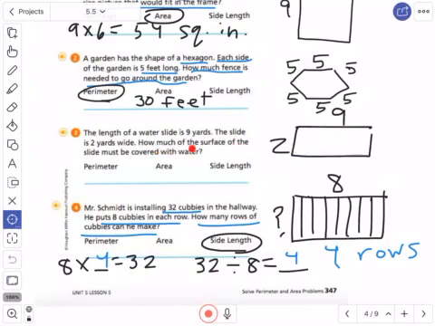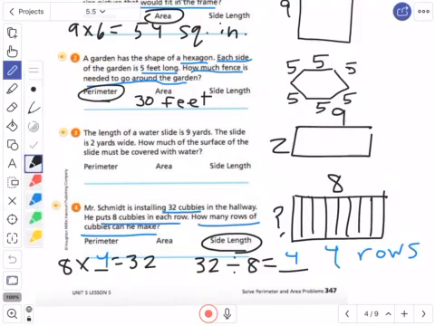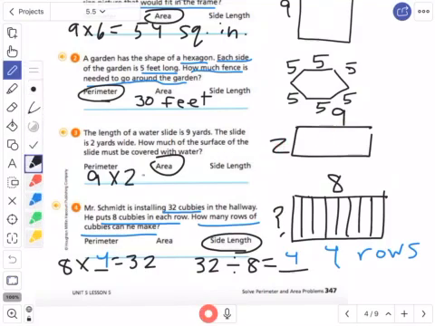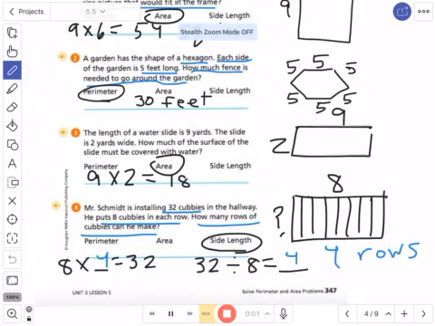But it says how much of the surface of the slide must be covered. It means like the inside part of this. That means it's an area problem. So 9 times 2, because length times width, 9 times 2 equals 18 square yards.